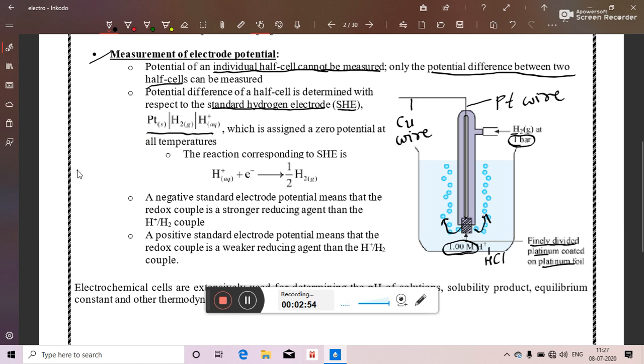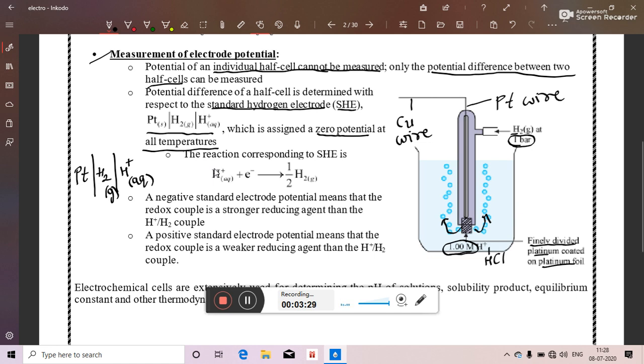As we know that we are using a platinum wire and platinum plate, on the extreme left hand side you have to write Pt. Thereafter we write the formula of the element, that is H2, then the formula of the ion, H+. Hydrogen gas is in gaseous state, so small g. H+ ion is in aqueous solution, so aq. This is the way the redox couple is written. Now for the hydrogen electrode, the potential is 0 at all temperatures.